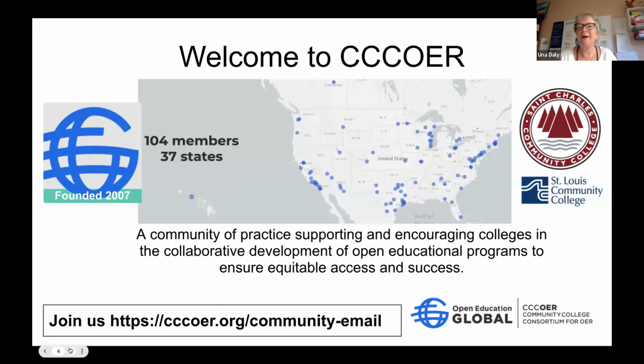So for those of you who haven't had an overview of CCCOER, you are a member, and you're one of two colleges in Missouri that are members. And the other one is St. Louis Community Colleges. But here's a map where you can kind of see the distribution of our colleges. We also have several colleges up in Canada, and that's a growing area. So we are a community of practice, supporting and encouraging collaborative development of open educational programs to ensure equitable access, success, and sustainability.